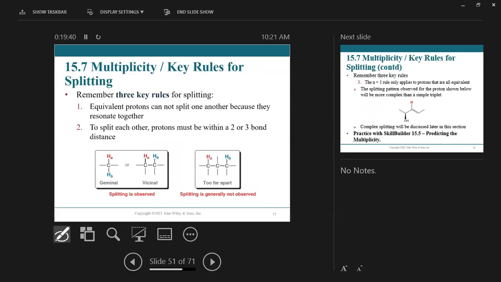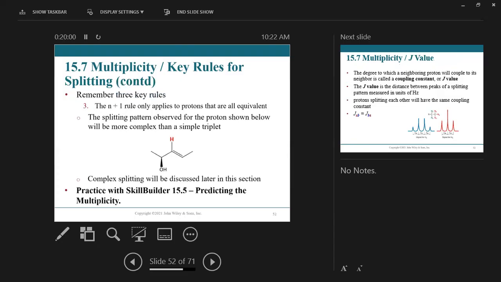So equivalent protons cannot split one another because they resonate together. To split each other, protons must be within a 2 or 3 bond distance. So here they're showing you that splitting is observed here. Splitting is generally not observed between these two because they're just too far apart. So the n plus 1 rule only applies to protons that are all equivalent. The splitting pattern observed for the proton shown below will be more complex than a simple triplet. That's because now we have this alcohol.